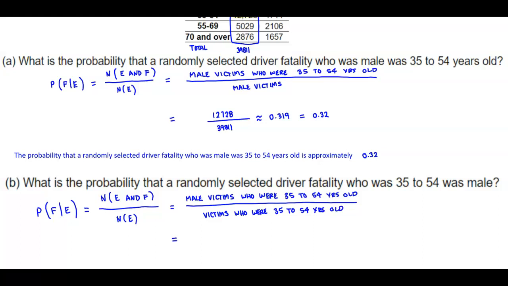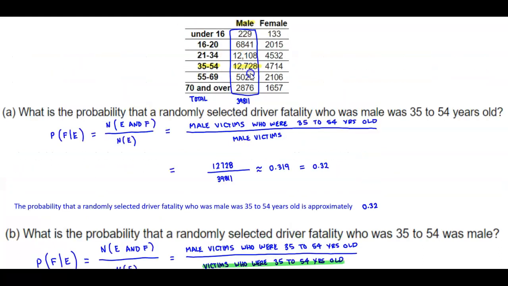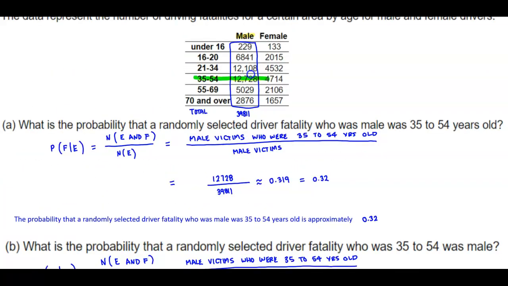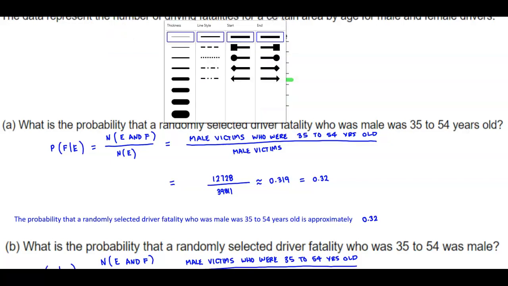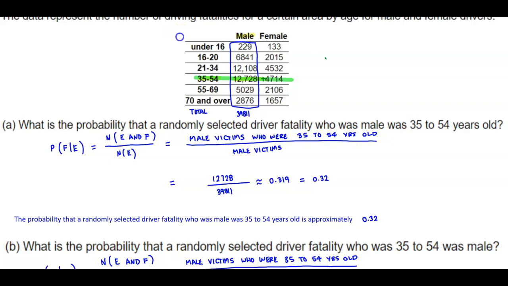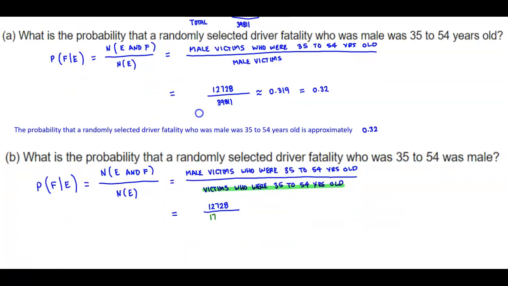Okay, now we can figure out what the numerator is because we know the male victims who were 35 to 54. We know from the previous step that that's 12,728. Okay, and so now we want to figure out the victims who are 35 to 54 years old. Well, we look here, we're going to add up these two. So if we add these two together, 12,728 plus 4,714, it's going to give us 17,422. So that means down here, it's going to be out of 17,422.